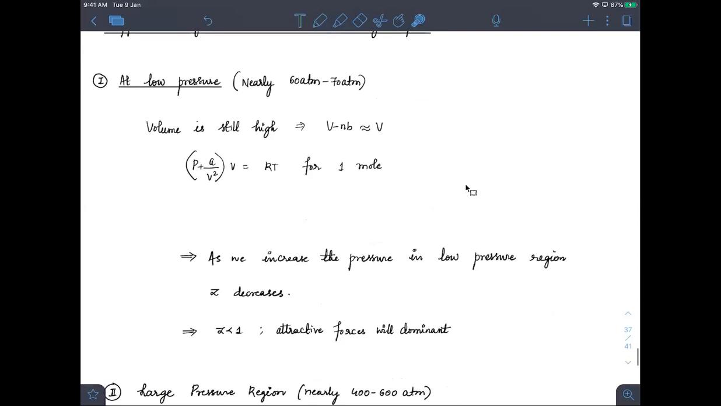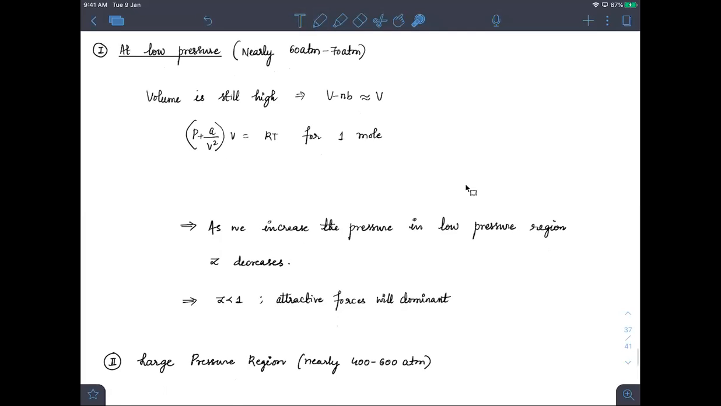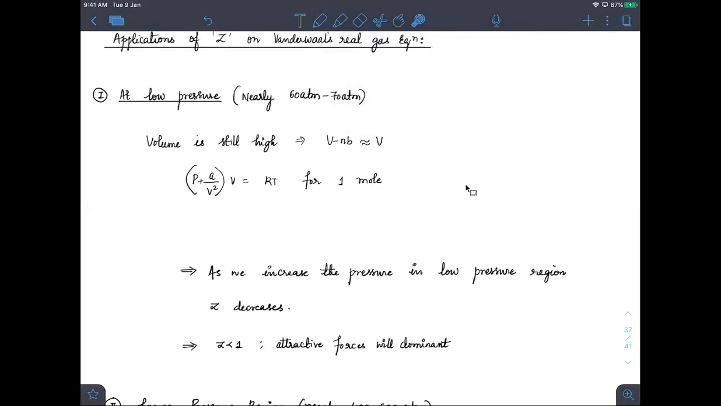Now, how do we check the applications on the basis of different pressures? If you're operating at low pressure, around 60 to 70 atm, then volume is still high as compared to the number of particles. So the b term can be ignored. If you ignore that, the equation will turn out to be (P plus a by V square) into V, sorry, PV plus a by V is equal to RT.